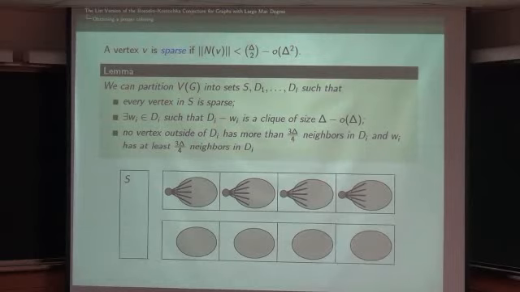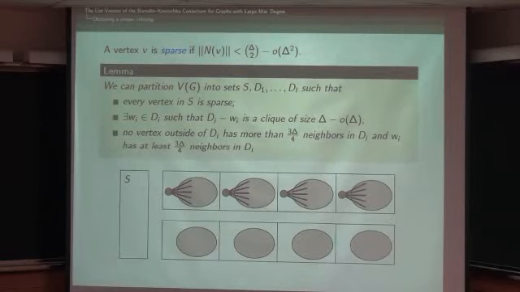You give me a graph, and I can say there's this one set that has all the sparse vertices. Well, what I said was wrong. I can decompose the graph such that there's one set that has sparse vertices, and every other part is either a clique or a clique with one vertex.